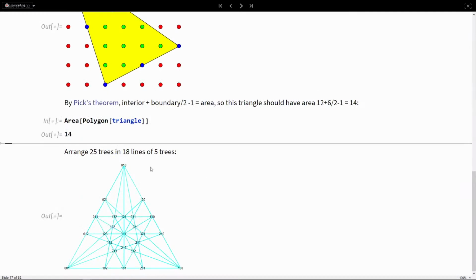Another thing we can do with barycentric coordinates is make nice pictures like this. Here's 25 trees and 18 lines of 5 trees. I can't remember who found this. No, Melkis is the one that found this particular configuration.